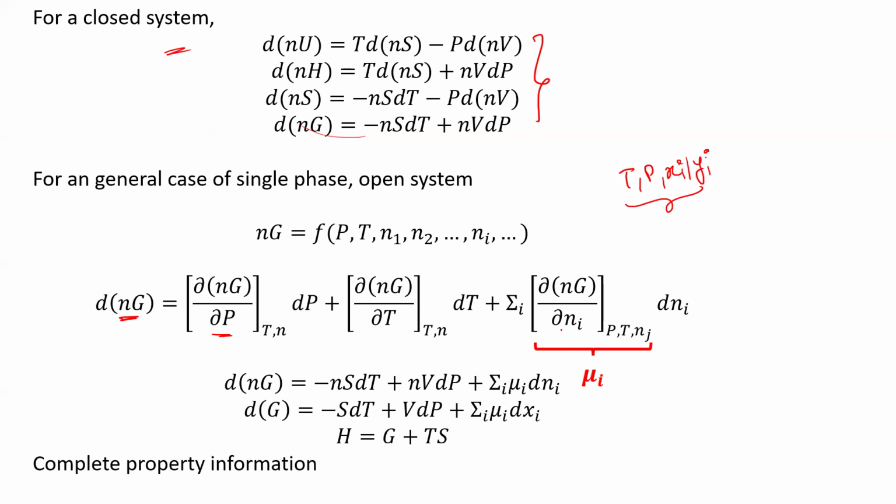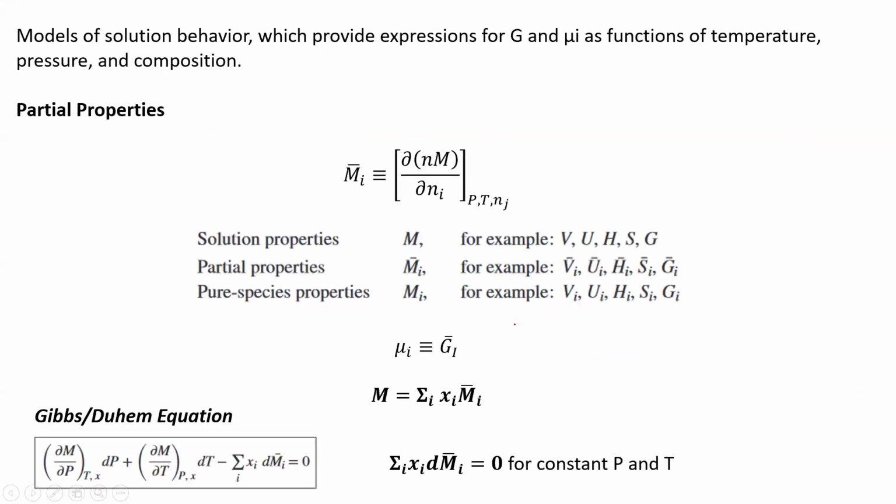Similarly, the derivations for the Gibbs energy, enthalpy, entropy, and volume. So we have got expressions for all the molar properties. And later we discussed what are the partial properties. So there are three distinct types of properties we can discuss, as shown here.